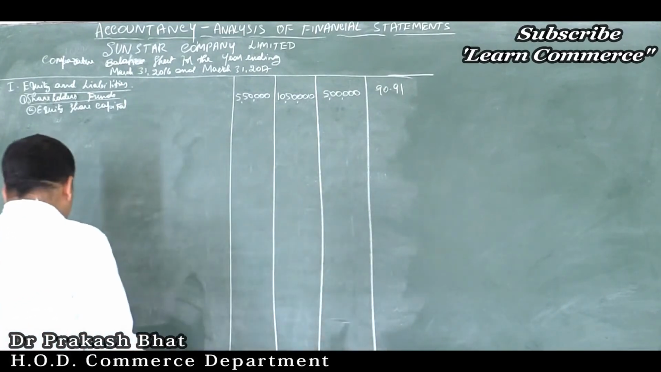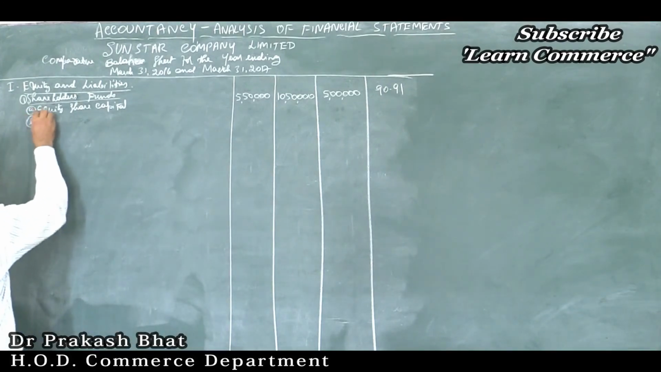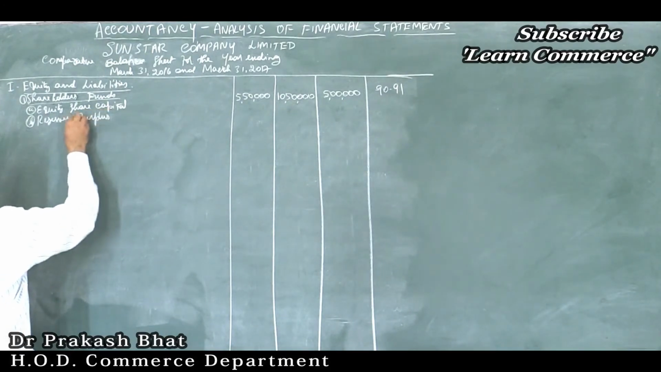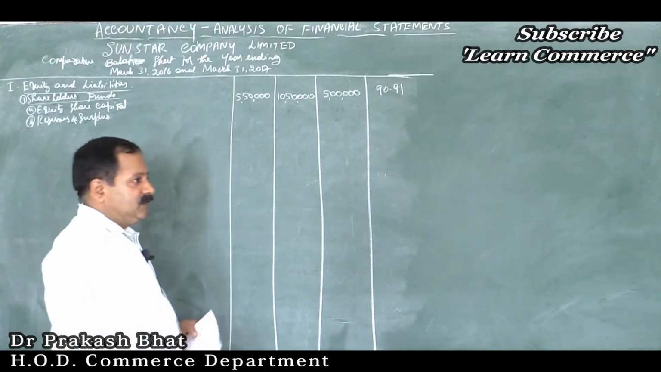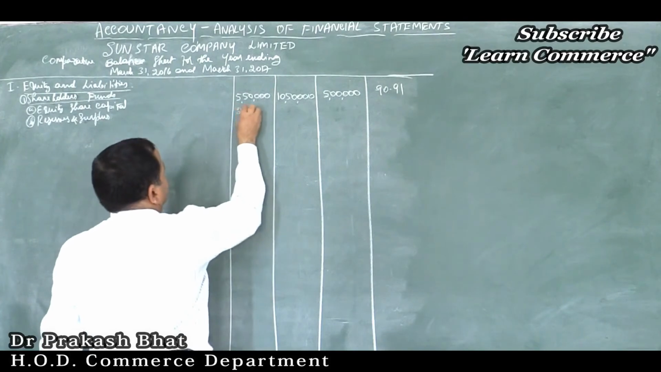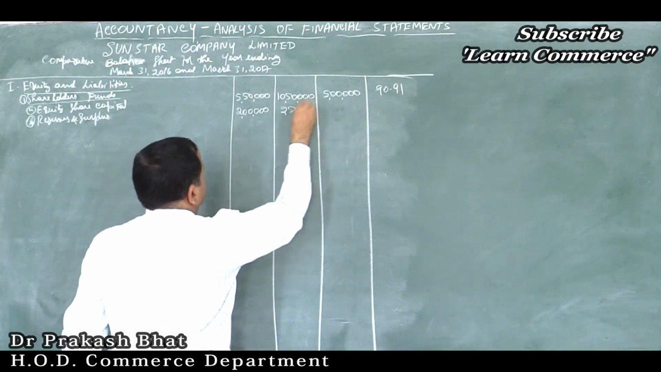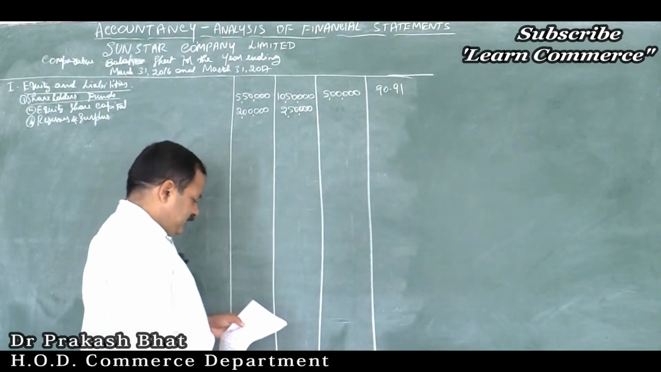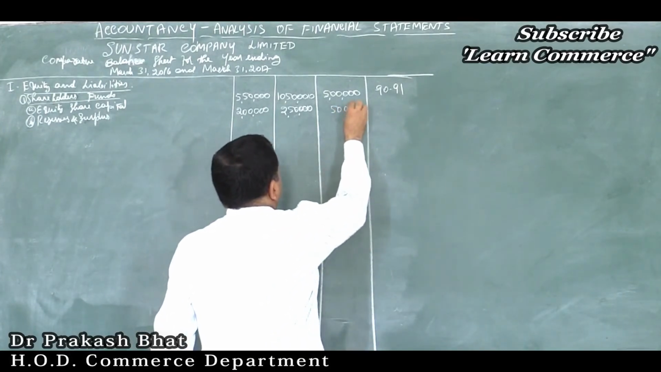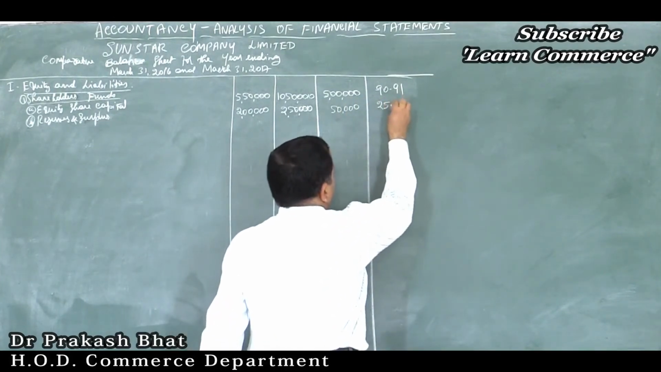Then reserves and surplus. How much is it? 2 lakh and 2,50,000, right? There's an increase of rupees 50,000. What is the percentage increase? 25%.